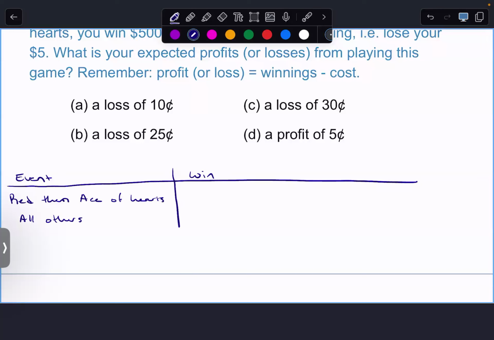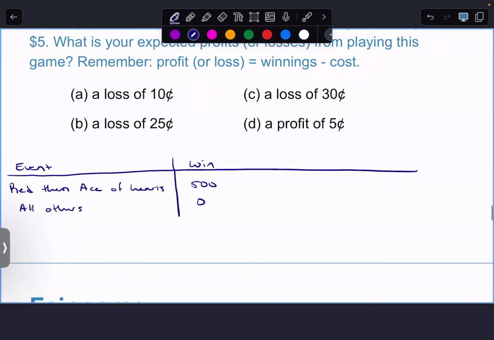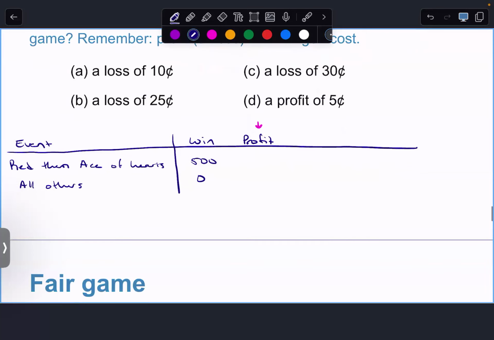So if we talk about how much I win, then I can win 500 or I can win 0. But really what I'm interested in is the profit, right? The winnings minus the cost. And here you can skip the winnings, but I just want to show it there. So the profit is what we're most interested in, and it is going to be 495, right? I have to subtract the $5 that it costs to play.